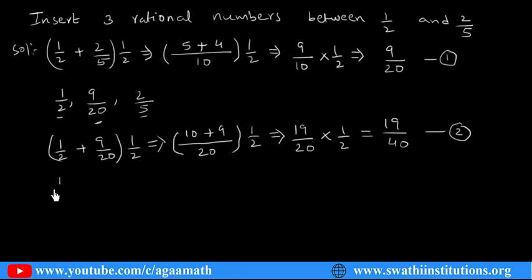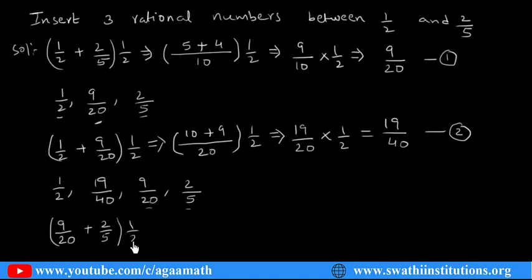So now we got 1/2, 19/40, 9/20, 2/5. But we want 3, so it's your wish whether you consider these two numbers or these two or these two. I take these two numbers, considering 9/20 and 2/5, of 1/2.